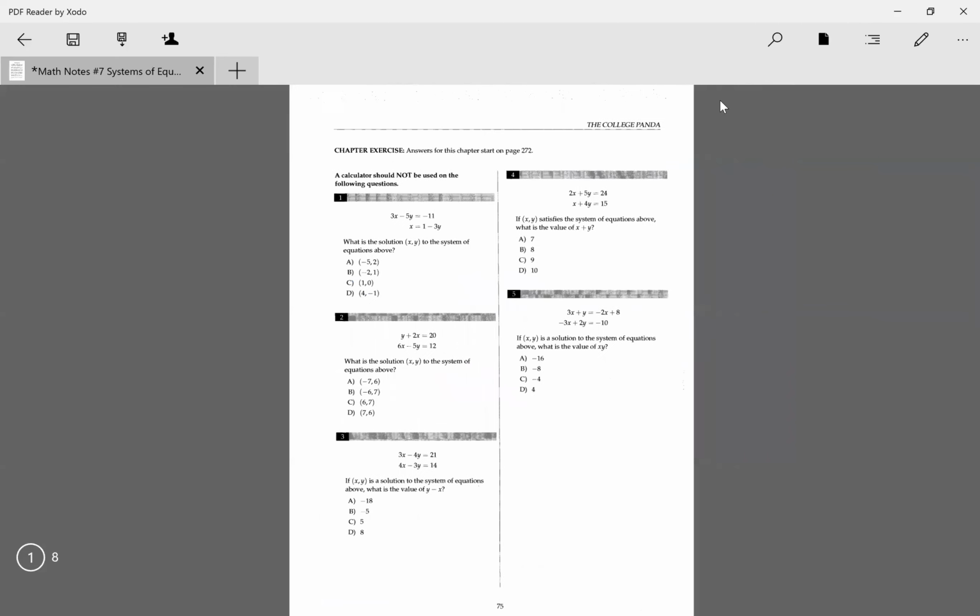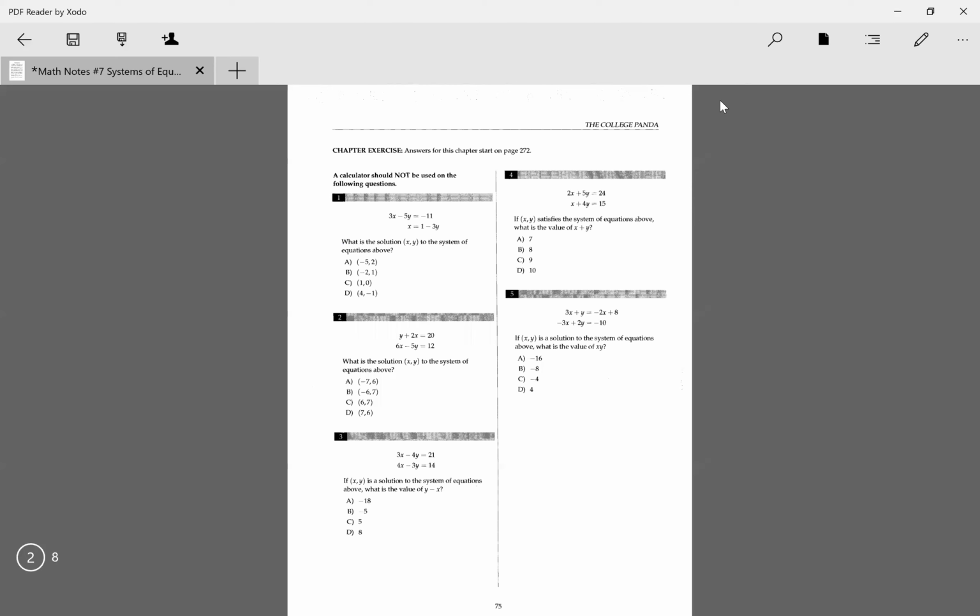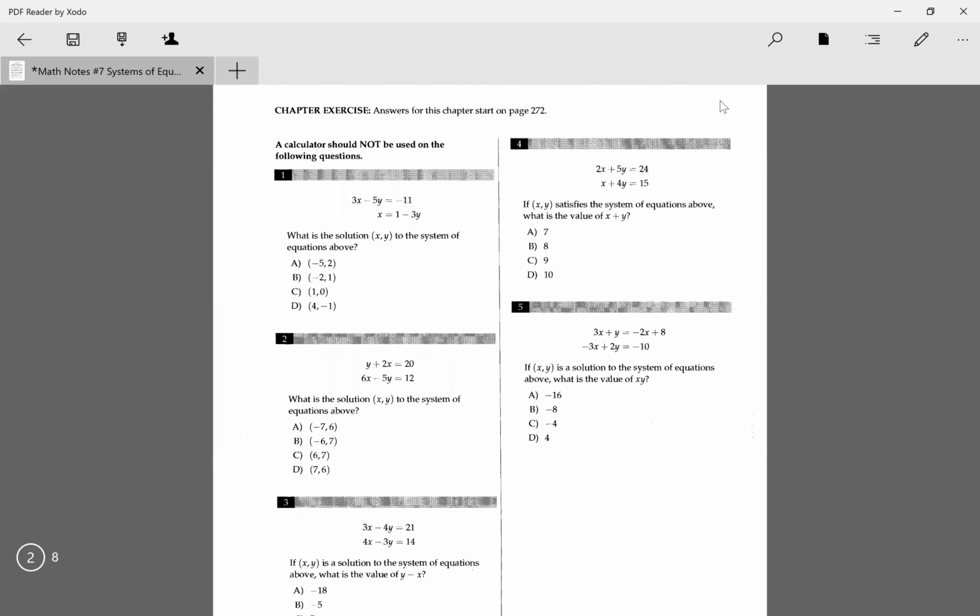And now let's go over a couple extra practice problems. So first off, we have number 4. If x comma y satisfies the system of equations above, what is the value of x plus y? See, this is where they're asking you in a different way. So how am I going to solve this? What I first notice is, let's say I subtract these two equations. What I get is x plus y equals 24 minus 15, 9.